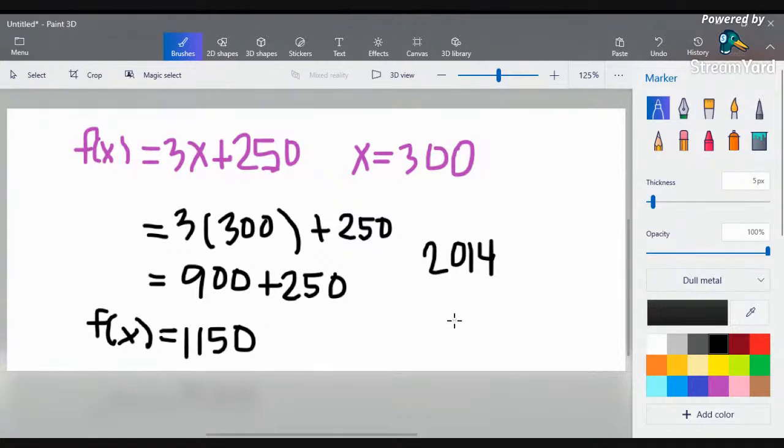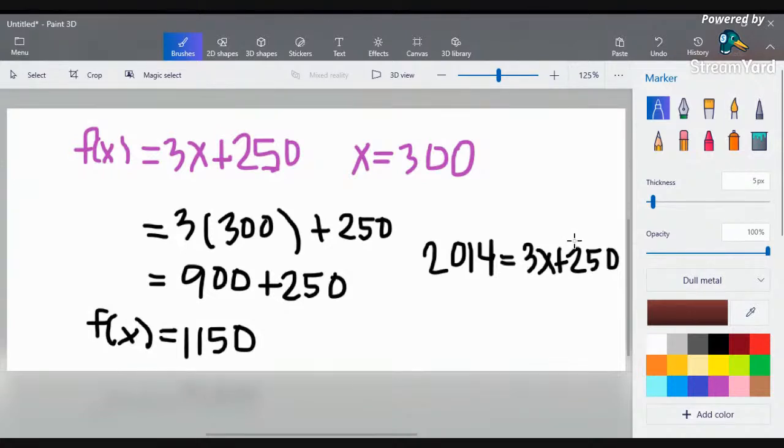Okay. How many bags were sold? Were produced? So, that is 2014 equals 3x plus 250. In this case, we are looking for the value of x. Okay, using your APE, or addition property of equality or subtraction property of equality.